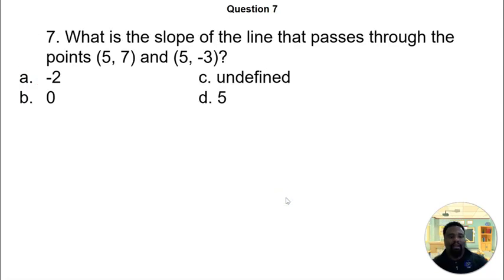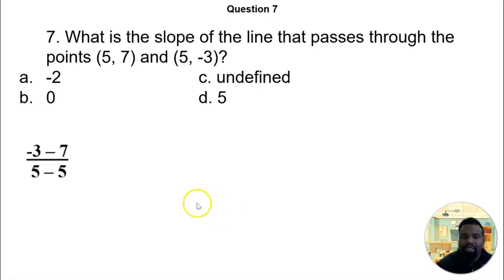All right, let's look at number 7. What is the slope of the line that passes through these points? Similar to question 5, you can do your slope formula: y2 minus y1 over x2 minus x1. So negative 3 minus 7 over 5 minus 5. Look at negative 3 minus 7. That's going to give you negative 10. 5 minus 5 gives you 0.